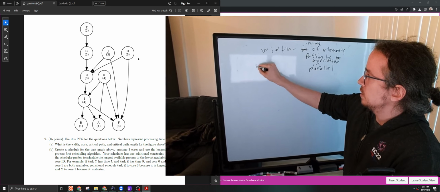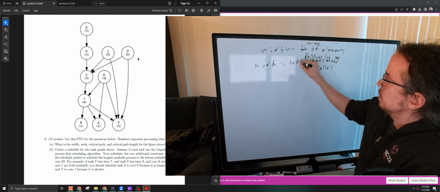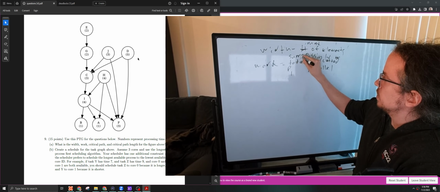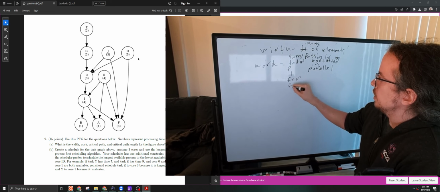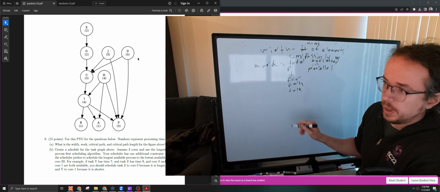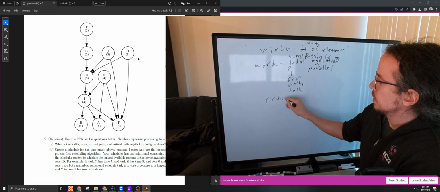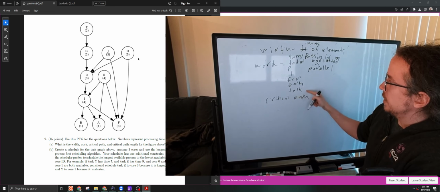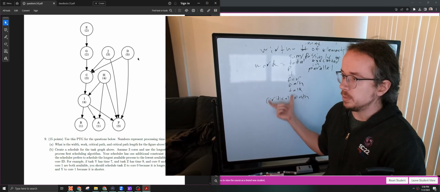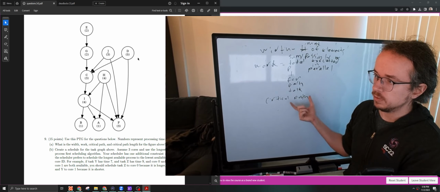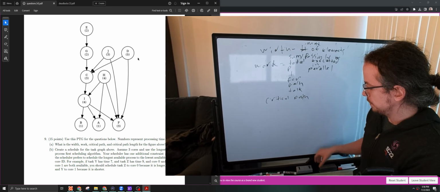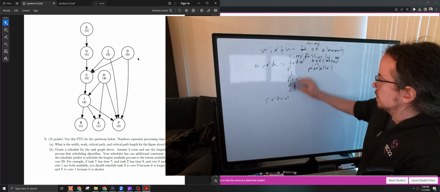So work, again, is total processing time, or sum total. It's the sum of total processing time for each task. Critical path is the longest path by time. And then the elements are just going to be whatever nodes those happen to be. The actual critical path is the list of nodes. The length of that path is the sum of the time of the nodes in the critical path. So let's step through this problem real quick.